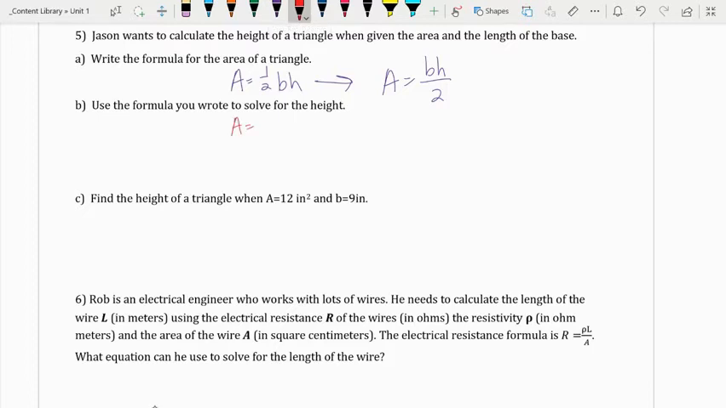So if we have A equals 1/2 base times height, or the other one, first thing I would do is multiply by 2 so that we get rid of the 1/2. So now we have 2A equals base times height. And if we're solving for height, we would divide by B. So height is 2A divided by B.